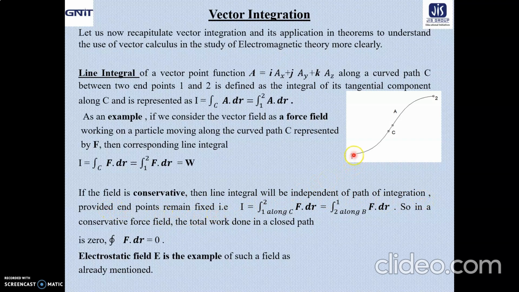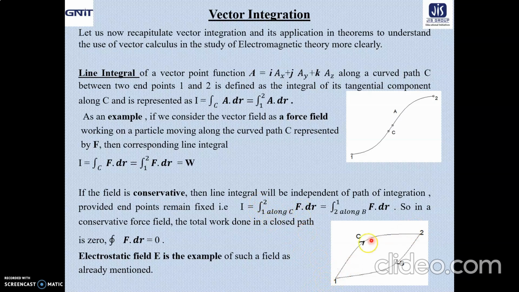That means if the two points 1 and 2 remain fixed, you can have the same line integration value whatever may be the path. We will find it in our electrostatics course. I am repeating this part once more: the line integral will be independent of the path of integration if the field is conservative, provided endpoints remain fixed. Here we have taken two paths between the two fixed endpoints.